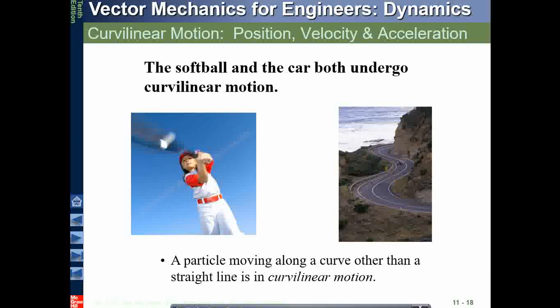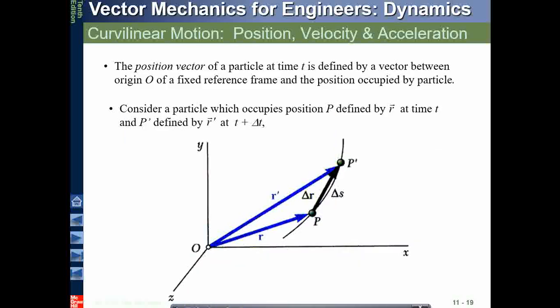Another kind of motion, let's discuss this one, a curvilinear motion. Till now we have discussed rectilinear motion. Now we'll discuss another motion which we have mentioned earlier in an example: what is a curvilinear motion and how the position, velocity and acceleration will be affected in a curvilinear motion. For example, a ball or a car undergoes a curvilinear motion. This is related to a curve.